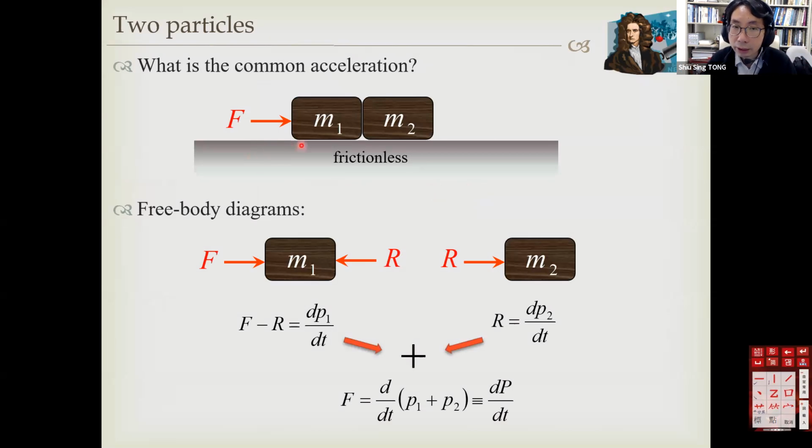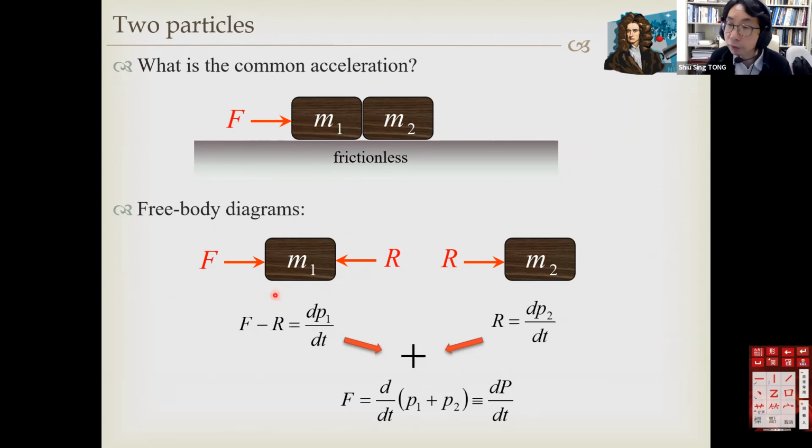So we consider 2 bodies, 2 blocks. They are touching each other, M1 and M2, and they are at rest on a frictionless table. And M1 is acted on by an external force. We call it F. Okay. So there is an external force acting on M1, and of course M1 exerts another force on M2.